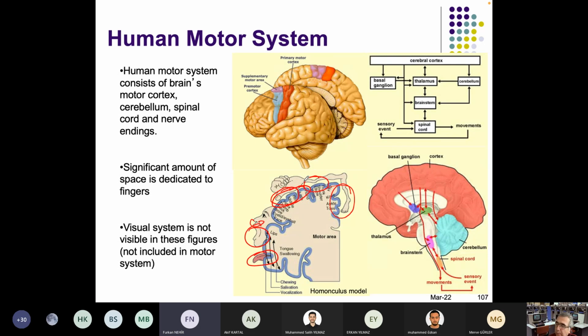We call this the homunculus model. It was famous in many books. It gives us certain understanding of how we behave, how we act. Also, one important thing is the cerebellum here, beyincik. Cerebellum is an acting buffer between the brain and the motor system, nerves.